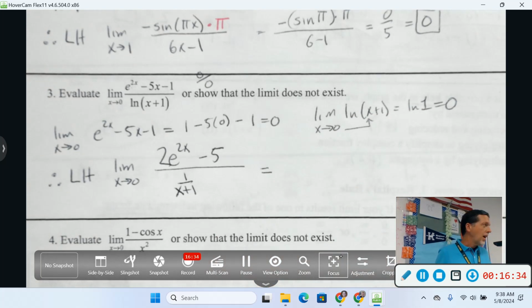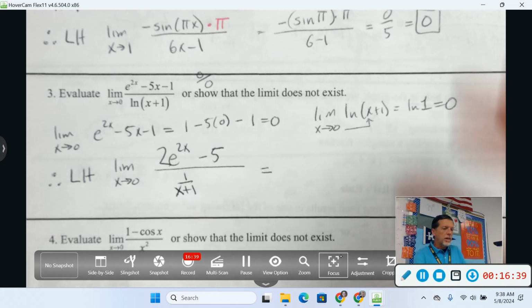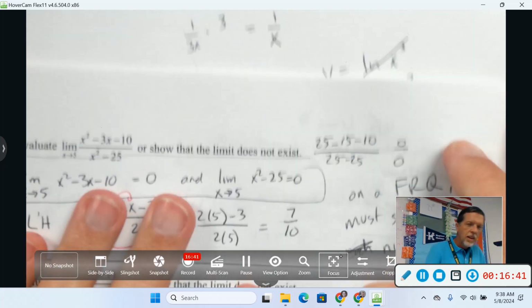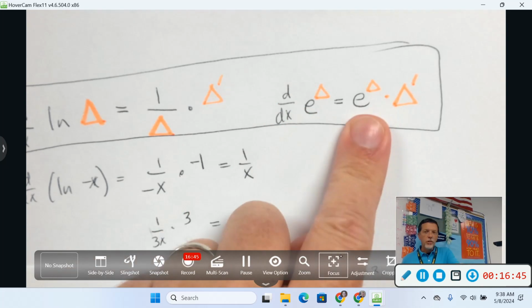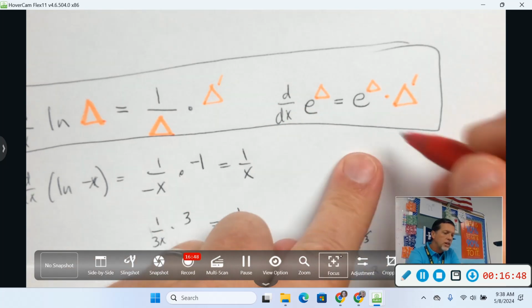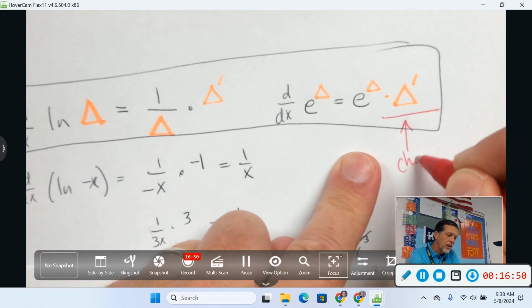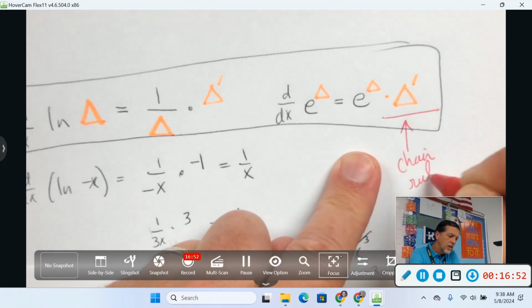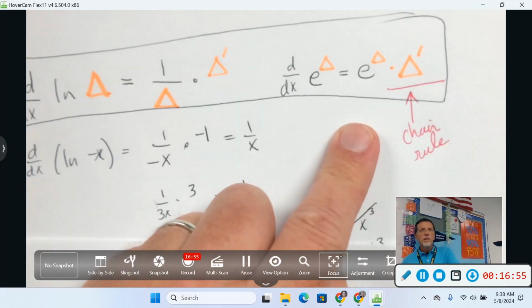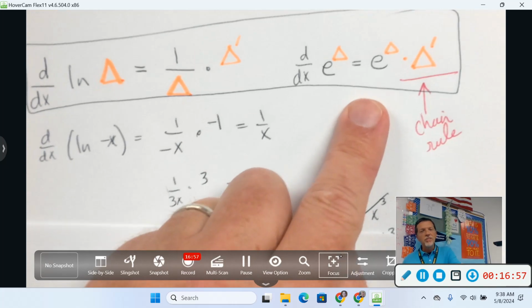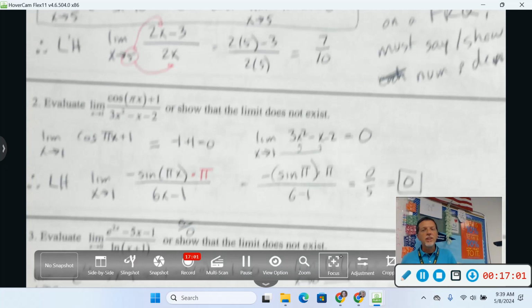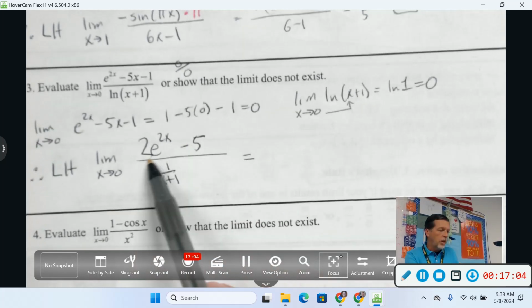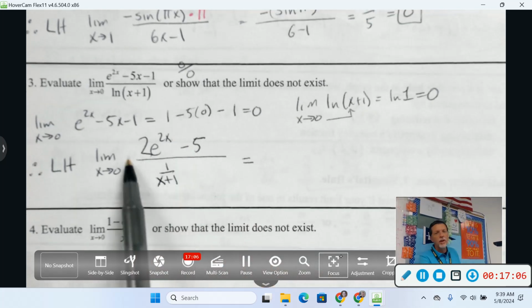Mr. Wolf, why is the derivative of e to the 2x e to the 2x? Because the derivative of e to the orange triangle is e to the orange triangle, but chain rule, times the derivative of the orange triangle, which was 2. Some people like the orange triangle stuff. Some people are like, why are we taking derivatives of orange triangles? Well, trying to show the chain rule. So e to the 2x stays the same, but the derivative of 2x is where the 2 comes from.